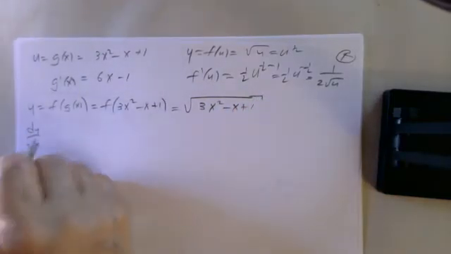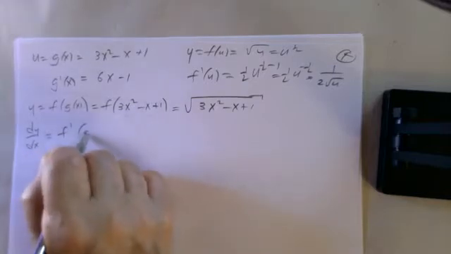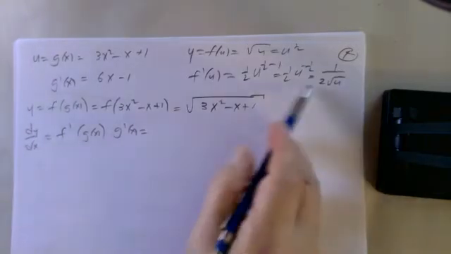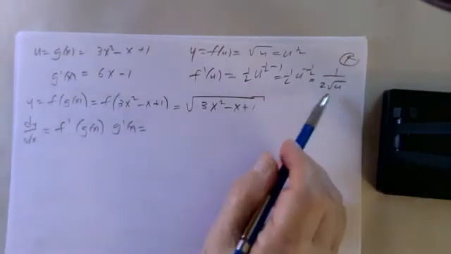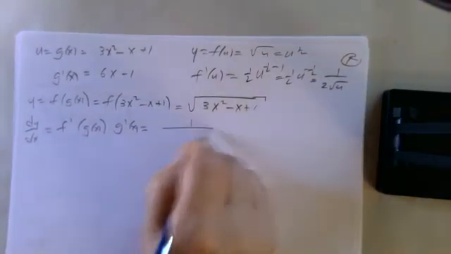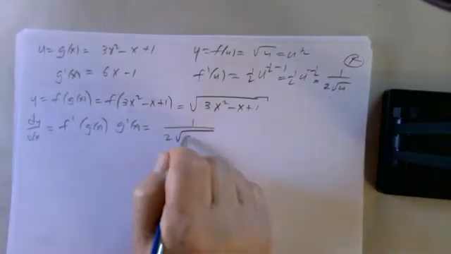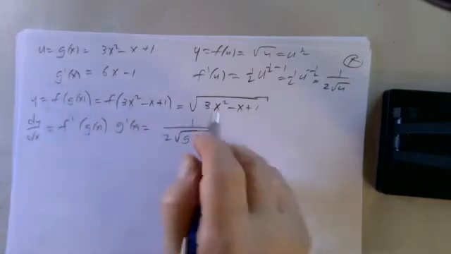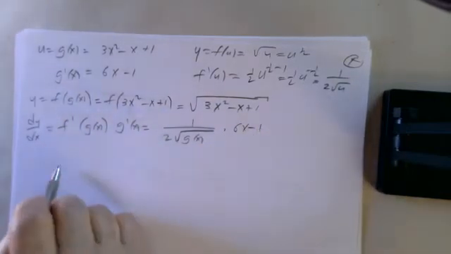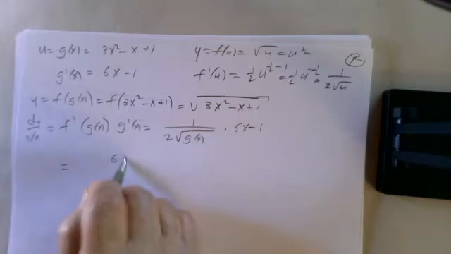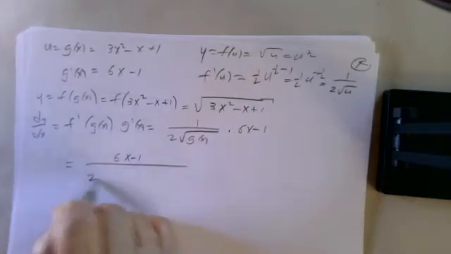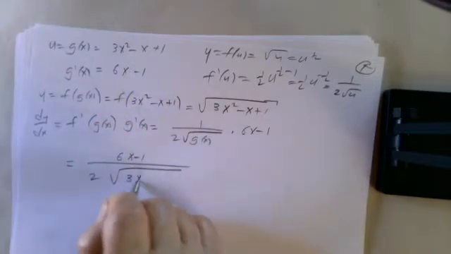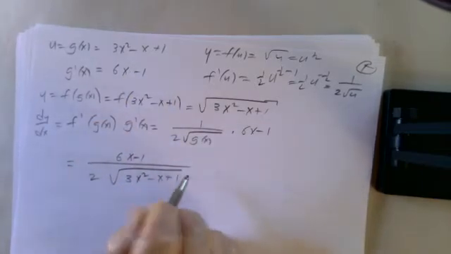And what is dy dx by the chain rule? It's f prime evaluated at g of x times g prime of x. So f prime of u is 1 over 2 square root of u. So this is 1 over 2 times the square root of g of x times g prime of x, 6x minus 1. So I have in the numerator 6x minus 1, and in the denominator 2 times the square root of g of x, 3x squared minus x plus 1.